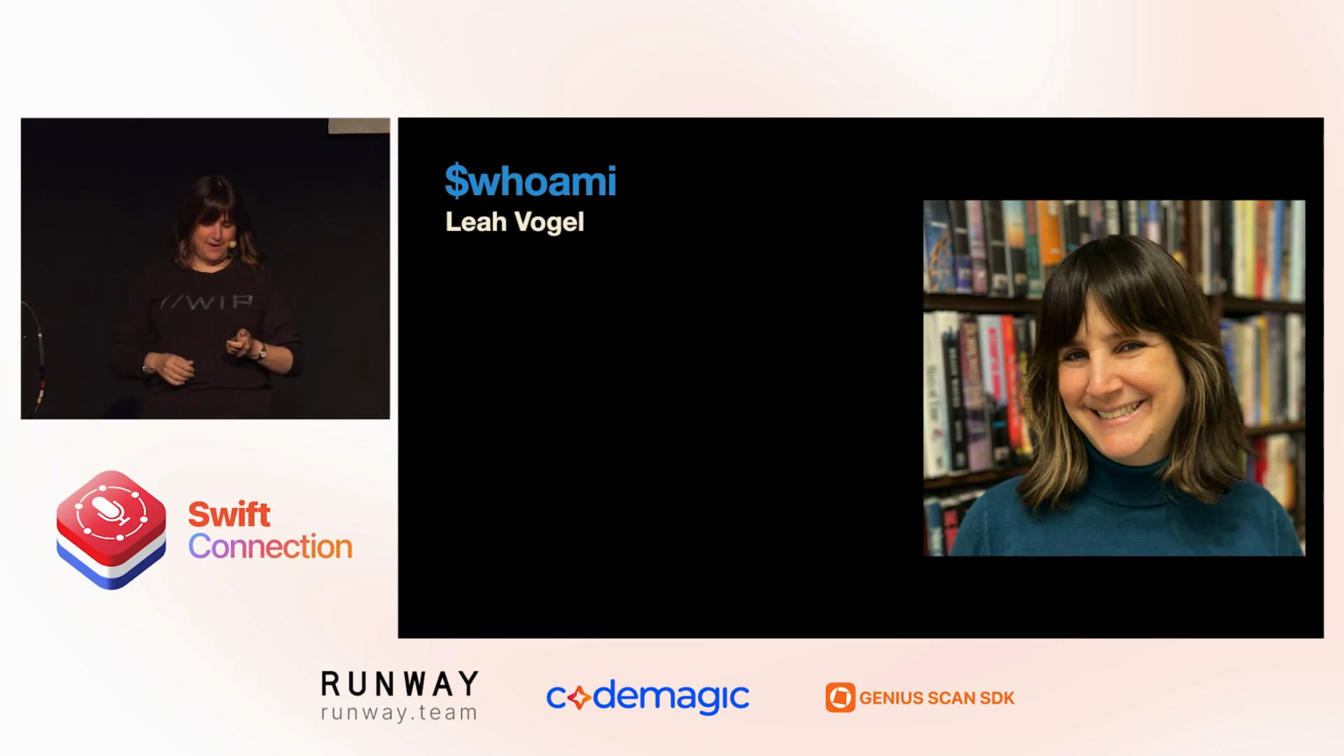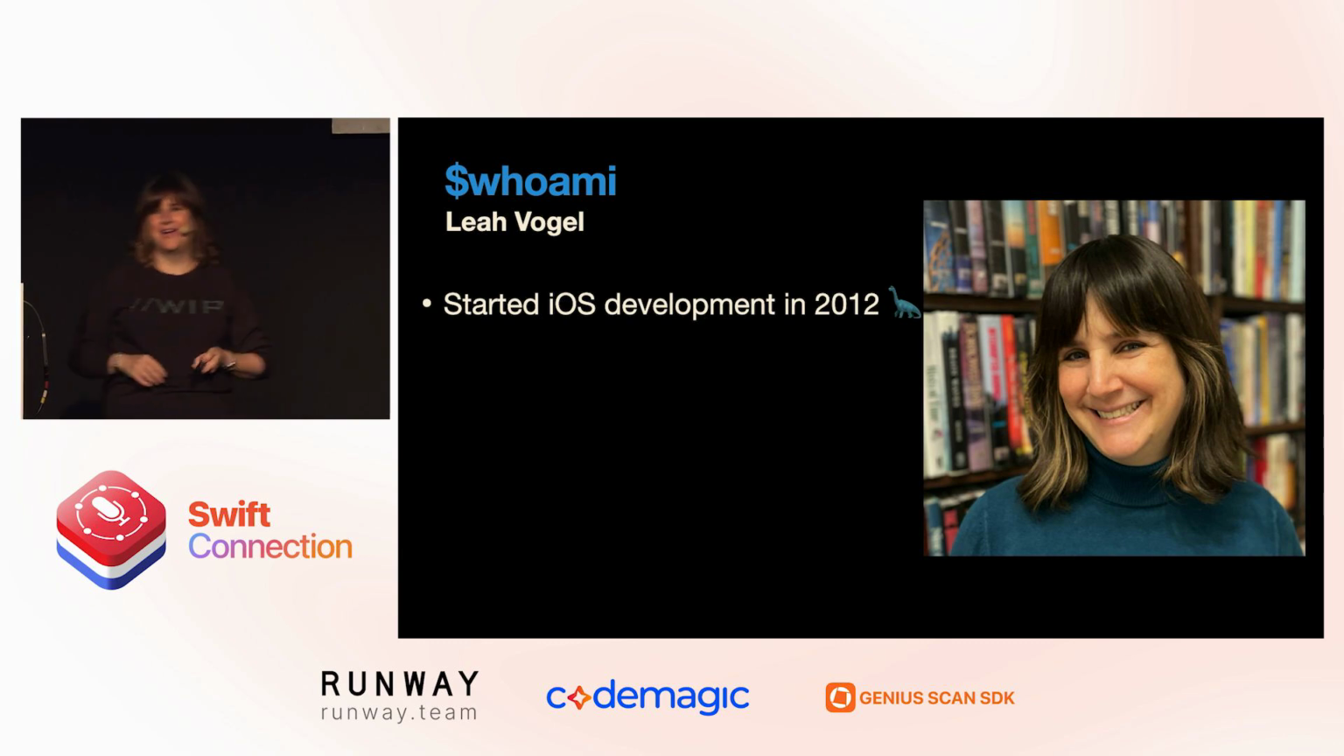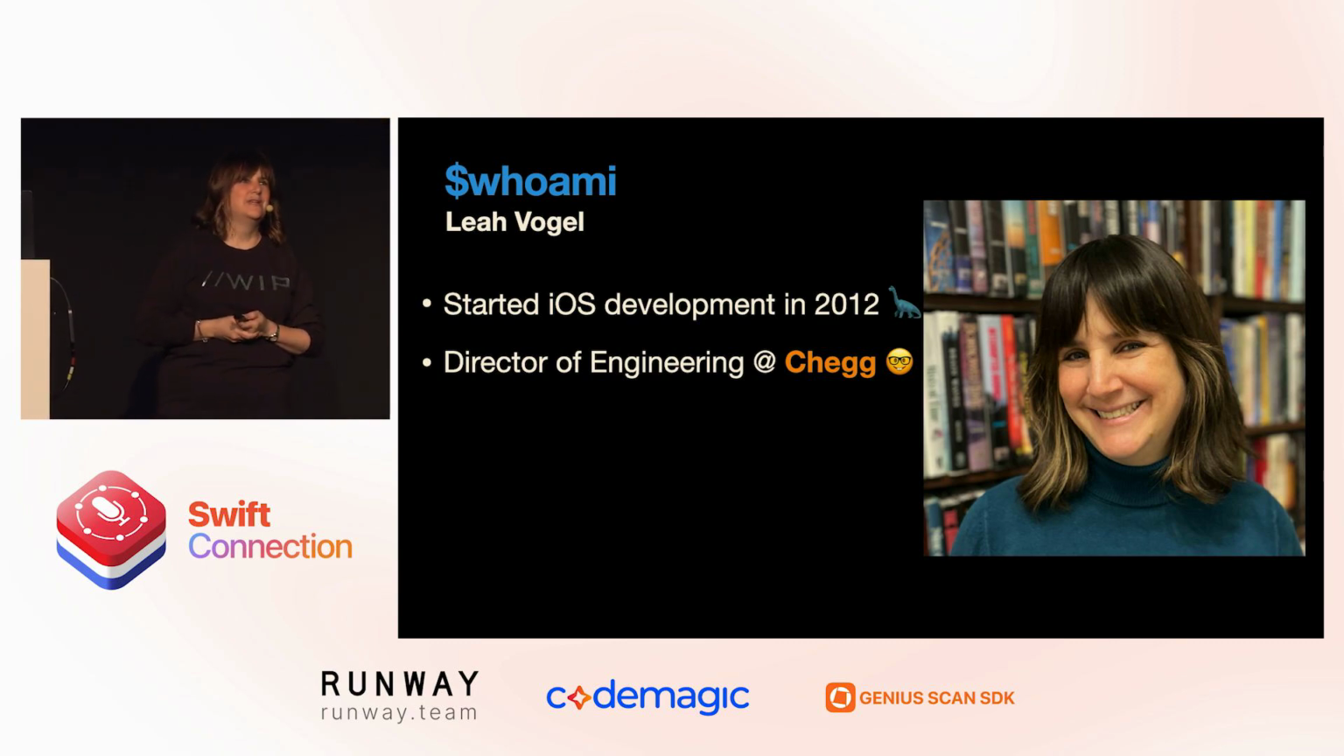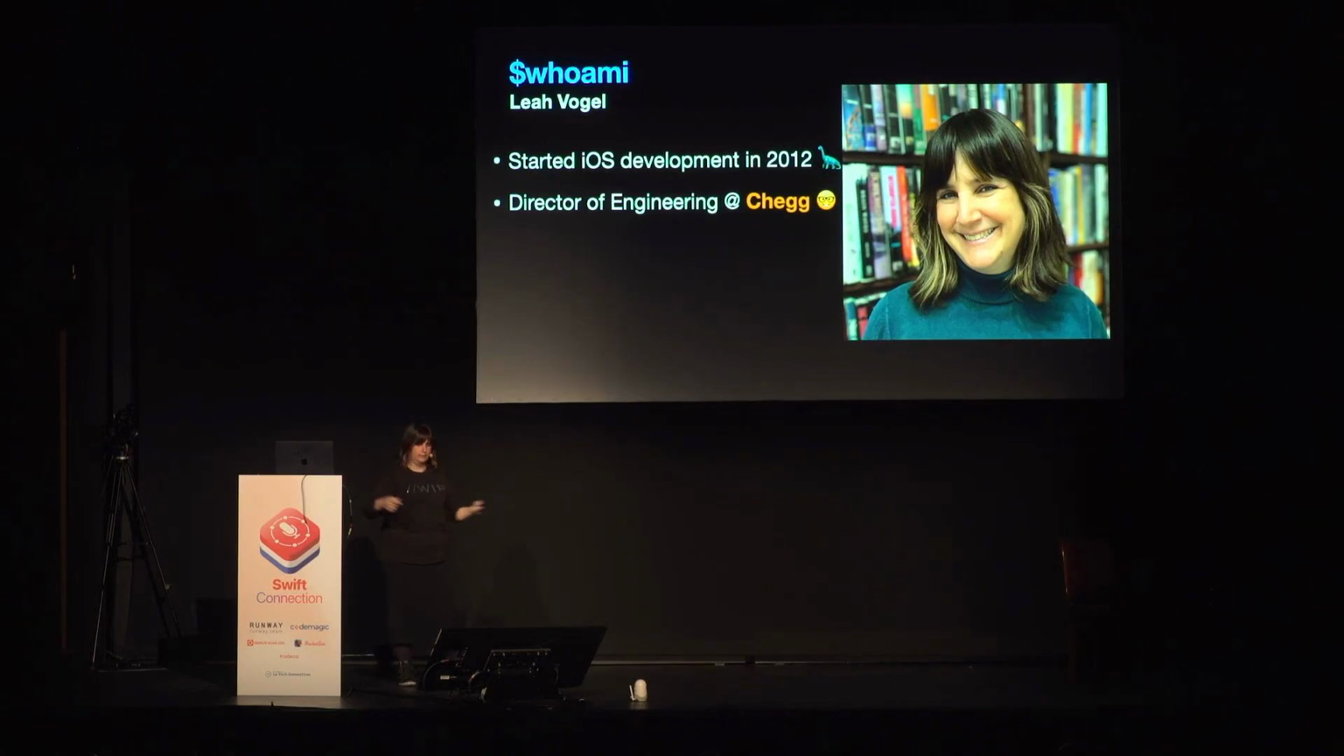But who am I? My name is Leah Vogel, as we said. I started iOS development back in 2012. The picture of me is actually the dinosaur. I'm currently the director of engineering at Chegg, which means that all of the mobile development of the company is under my purview. But basically, on my day-to-day job, I tell people who tell people what to do. But I'm still an iOS developer at heart. That's where I started, and that's how I identify, that's how I feel. And then I listen to talks about technologies that I've never touched before, and I'm like, okay, well, one day I'm going to try that.